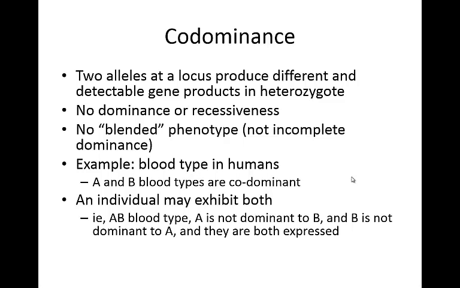Another example that we might see is codominance. What happens here is you have two alleles at a locus. They're producing different detectable gene products in the heterozygote, but there's no case of dominance or recessiveness, and you're not going to see a blended phenotype. So you're not going to see this incomplete dominance. An example of this would be blood type in humans. The A blood type and the B blood type are actually codominant with one another, and an individual might exhibit both of those. So you can have individuals who are AB blood type. In this case, you're expressing both A and B. A is not dominant to B, and B is not dominant to A. They are both being expressed, and one is not masking the expression of the other.